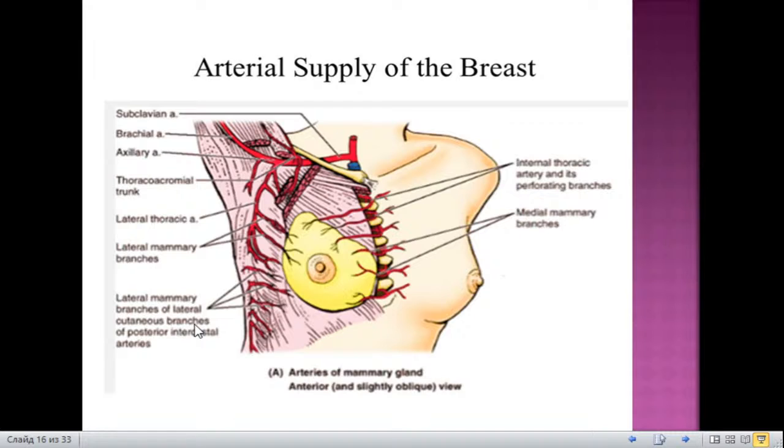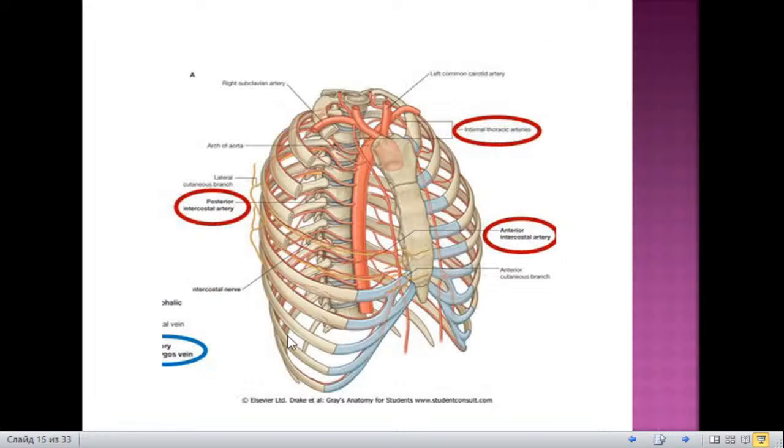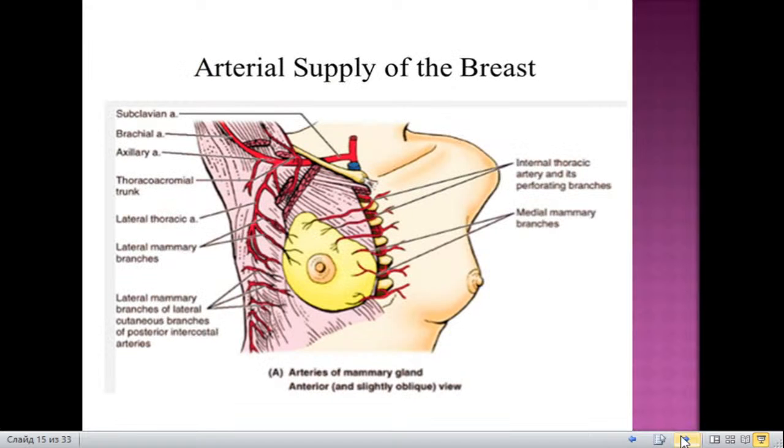So you see the difference. When I told you about the wall of the chest, it is supplied by the thoracic aorta directly and from the different branches of the subclavian artery. In the case of the breast, it is different. So two arteries here, it is subclavian, but not aorta, it is axillary.